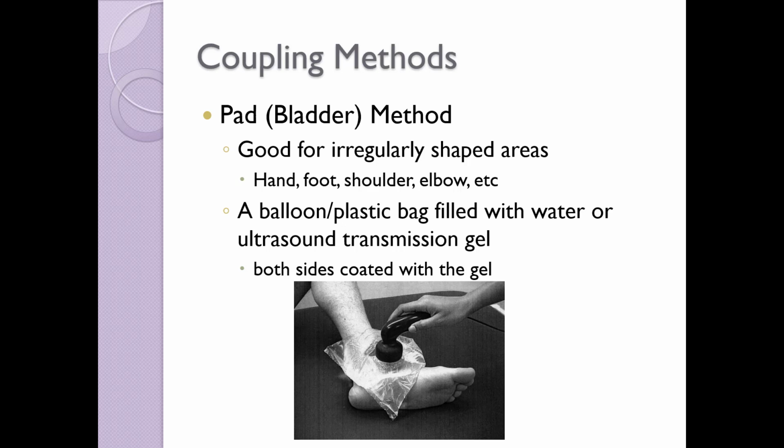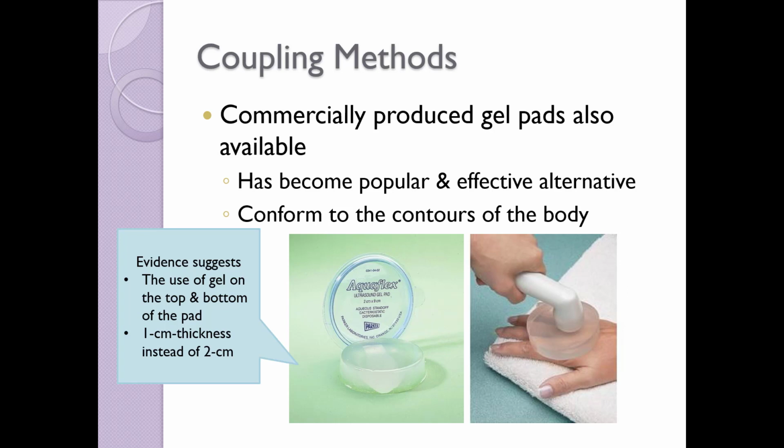We would need to apply a transmission medium to the skin and to the outer surface of the bladder for it to be effective. The bladder is then held against the body part while the sound applicator is moved over its surface. Commercially produced gel pads have become popular and effective alternatives to the bladder method. Gel pads are formed from ultrasound gel in a tight matrix, which allows them to hold their shape while being conformed to the contours of the body.